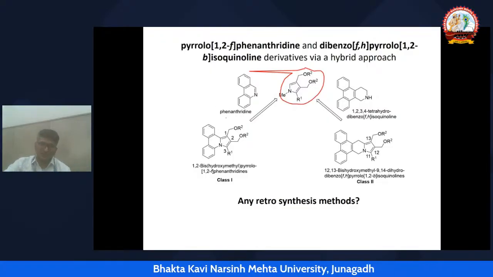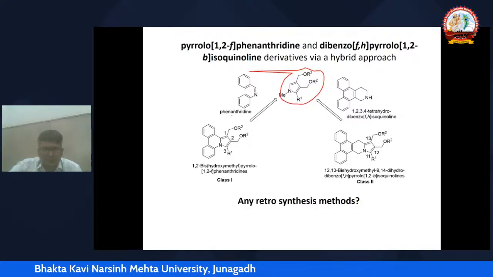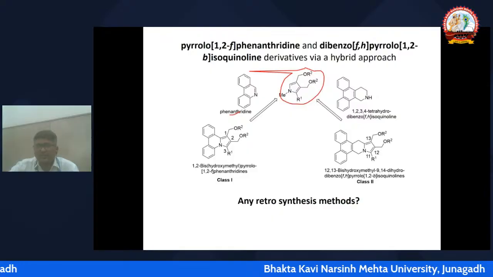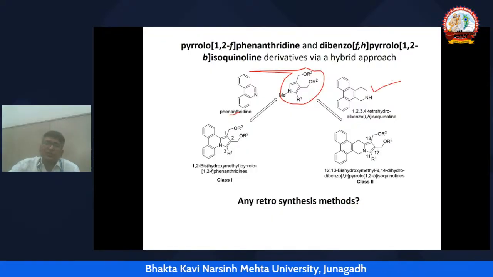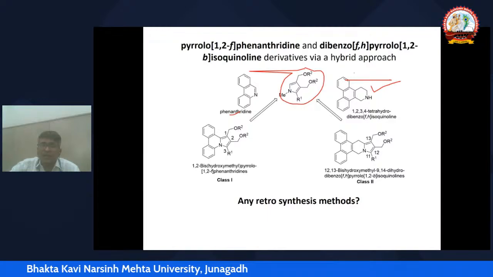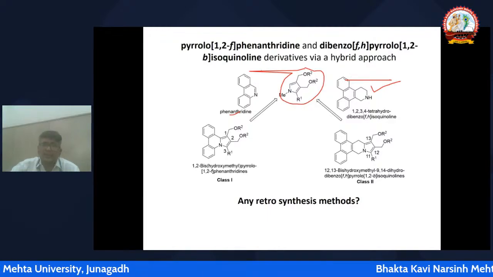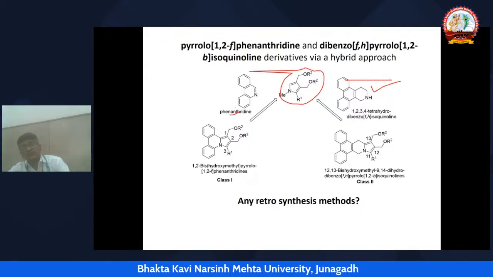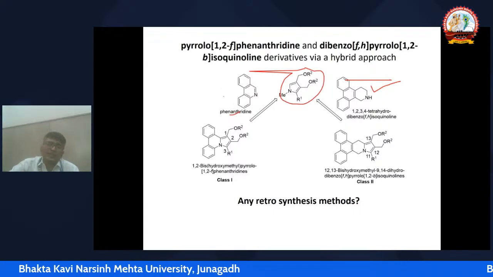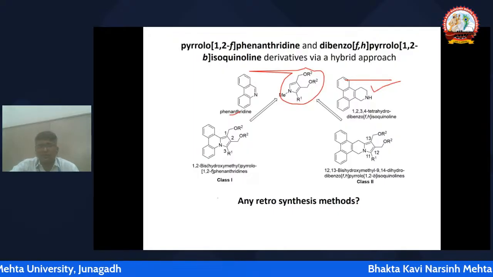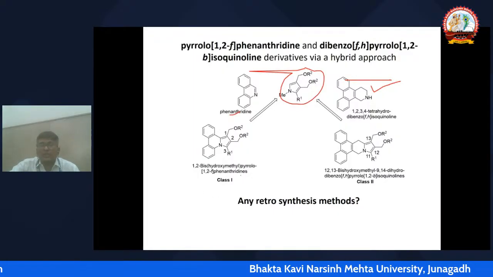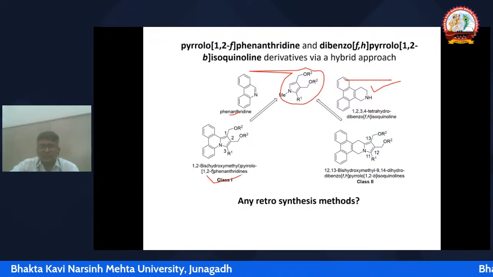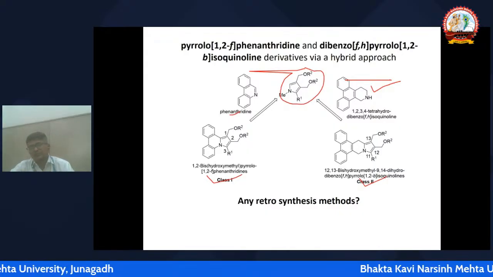First, we have taken another pharmacophore, phenanthridine, and secondly we have taken the pharmacophore dibenzoisoquinoline. This pharmacophore we have taken from the alkaloid; these types of alkaloids produce very good anti-cancer activity, and there are several references that phenanthridine also gives very good anti-cancer activity. So our target is to combine these pharmacophores to produce pyrrolophenanthridine as well as dihydropyrroloisoquinoline derivatives. This one is a class 1 compound and this one is a class 2 compound.